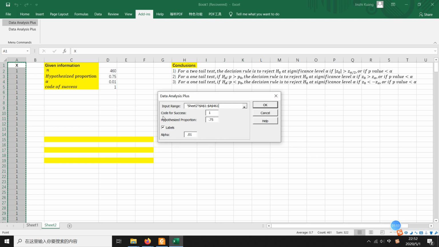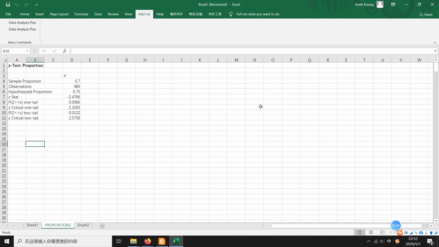First, we should select our first variable and then enter the code for success. For this question, the code of success is 1, and then enter the hypothesized proportion. For this question, it is 0.105. Make sure you tick the label box appropriately. And finally, alpha. Alpha means the significance level of the test. For this question, it is 0.01. So everything is ready and click OK.